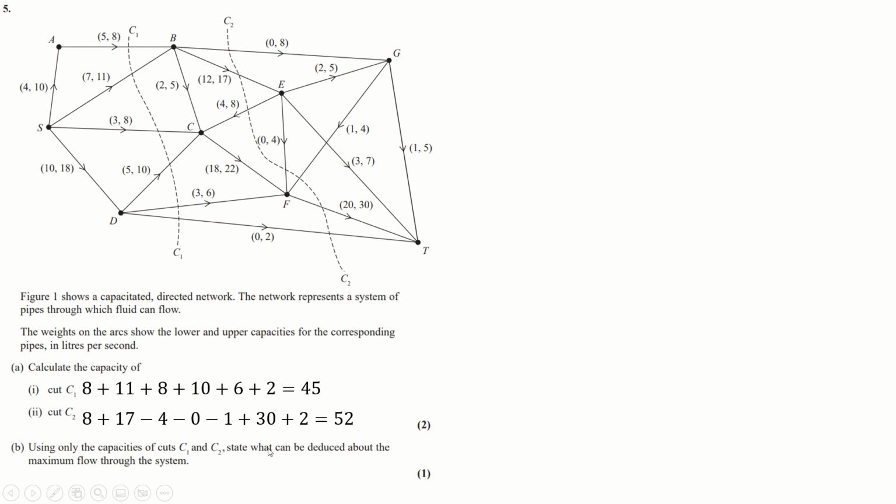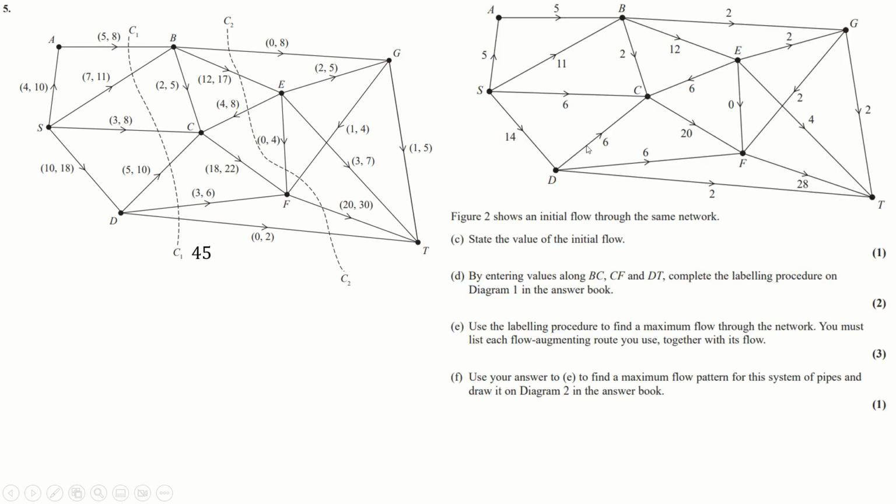Using the capacities, what can be deduced about the maximum flow? Maximum flow minimum cut theorem. This cut is 45, so the maximum flow cannot be bigger than 45. It must be 45 or less. So that's good too. Next, it sets up this network for you. And it says state the value of initial flow. That's just 5 plus 11 plus 6 plus 14, which I believe is 36. I hope it is.